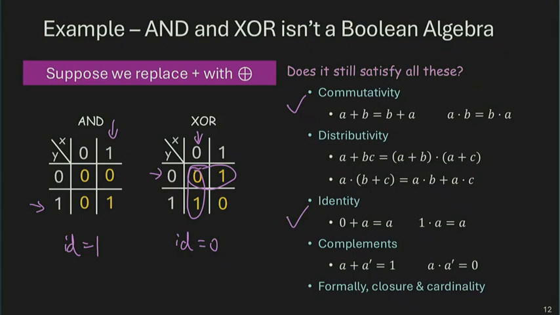Complements. What about complements? Well, I have two variables, and they must be complements of each other. I really have no other choices. So 0 and 1, suppose they are complement variables. On the AND side, they AND to the identity element of the other operation. On the XOR side, again, they XOR to the identity element of the other operation. So it does satisfy complements as well.